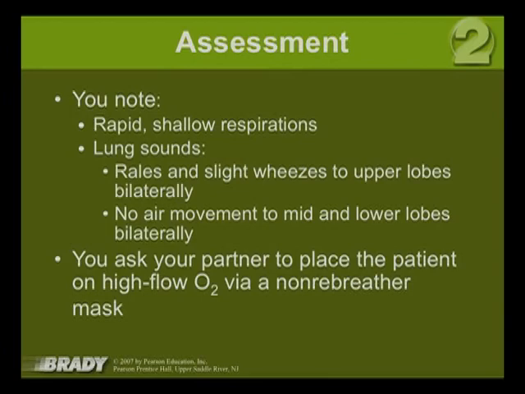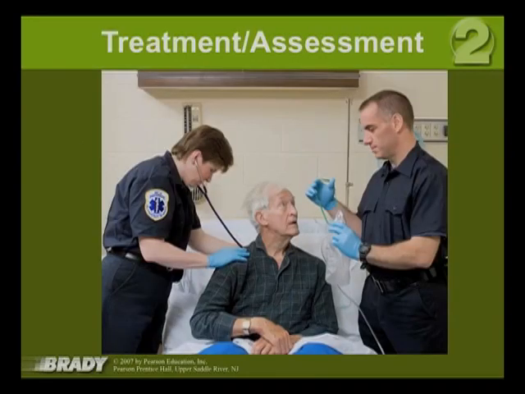You note rapid and shallow respirations. When you listen to his lung sounds, you have rales and slight wheezing in his upper lobes bilaterally. You have no air movement to the mid and lower lobes bilaterally. You ask your partner to place the patient on high-flow O2 via a non-rebreather mask. Here you have a picture of that taking place.